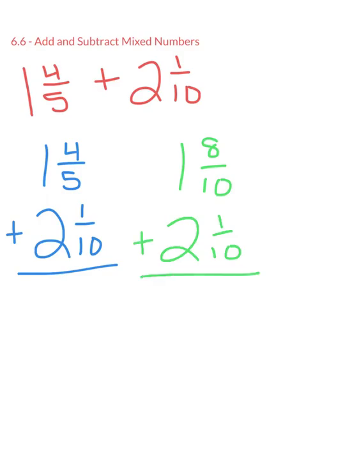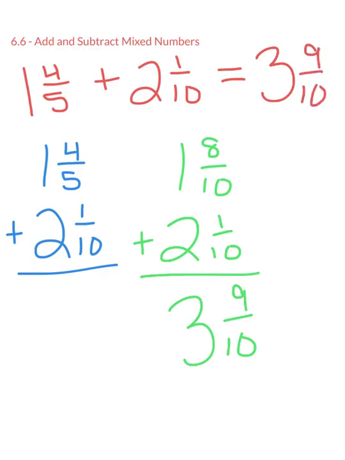So now we can add 1 and 8/10 plus 2 and 1/10. Let's add the fractions. 8/10 plus 1/10 is 9/10. And 1 plus 2 is 3. So the answer we get is 3 and 9/10. So 1 and 4/5 plus 2 and 1/10 is equal to 3 and 9/10.